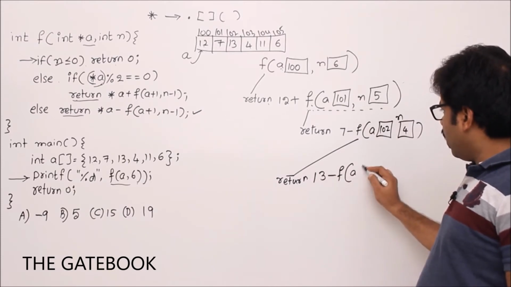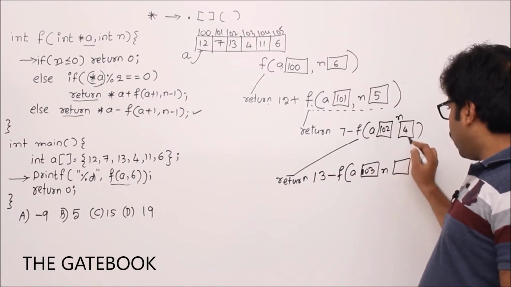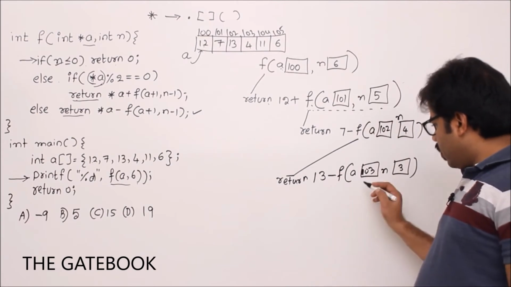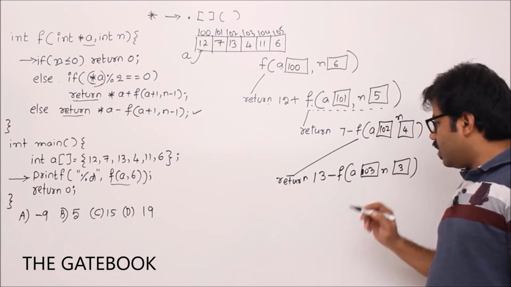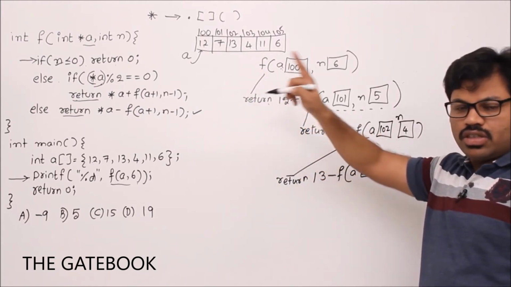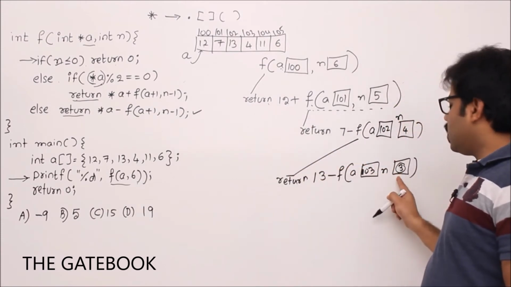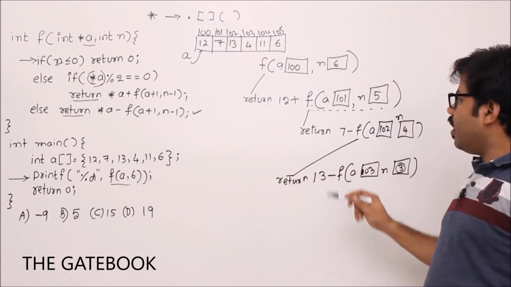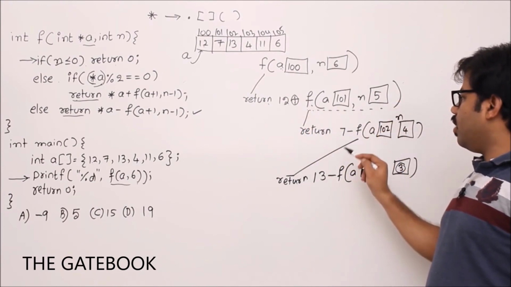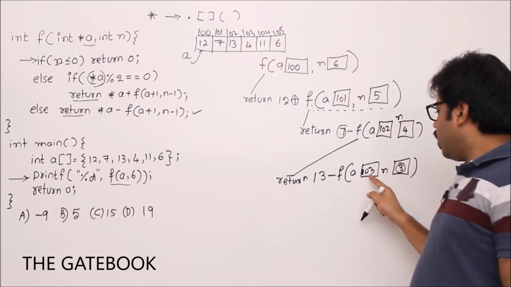What is a plus 1? A plus 1 is 103, which is passed to a, and n minus 1 is passed to n, that is 3. Now again it all depends on the n value. Since n less than or equal to 0 is false, we automatically come to this if condition. First of all we see the parity. If it is an even number, then we do that value plus something else. If it is an odd number, then we do that value minus something. That's it.